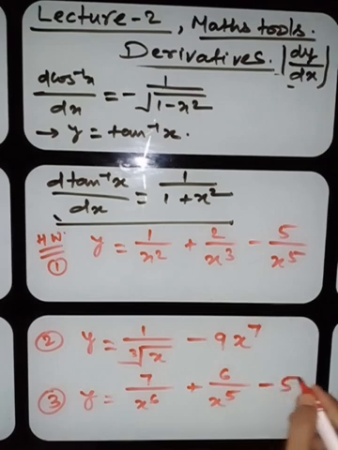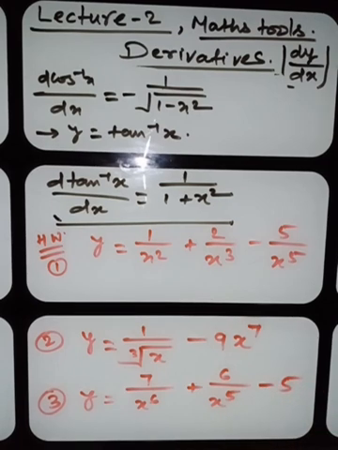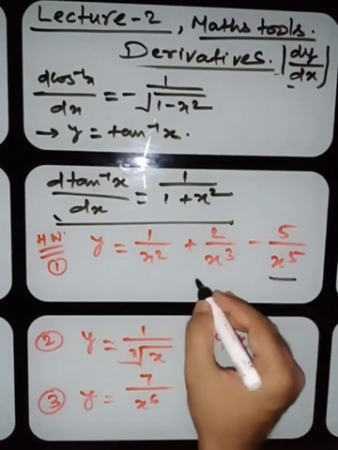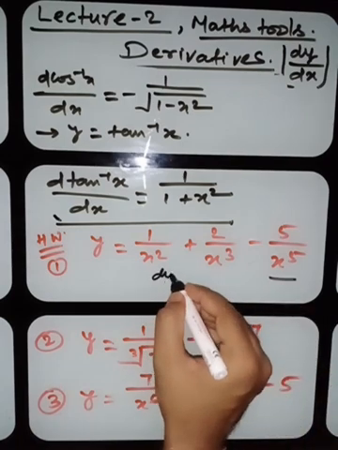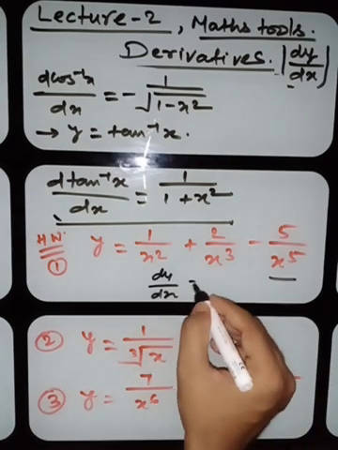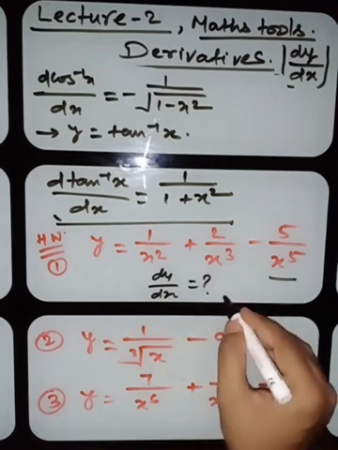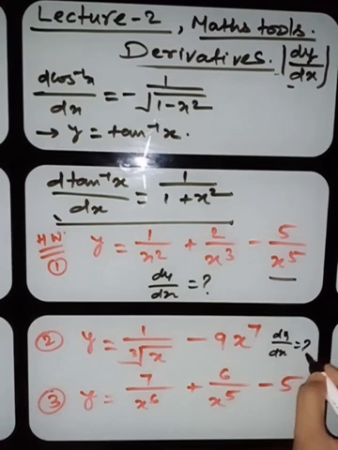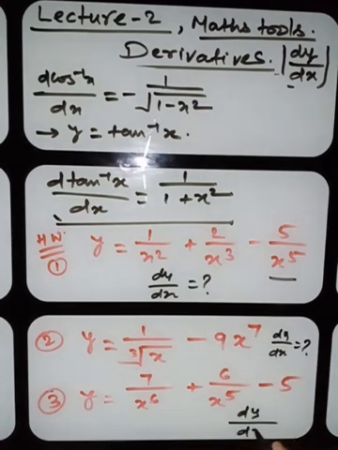Okay, what we have to do? You have to do the differentiation, that you have to find in all the 3 questions, dy by dx. Dy by dx is what? In this one also you have to find dy by dx. Here dy by dx. Okay, my dear student.